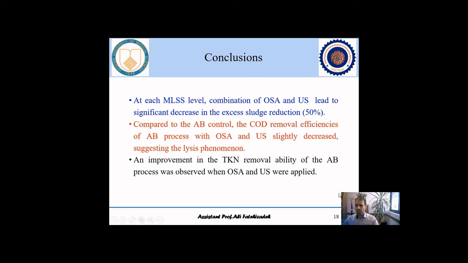Based on the obtained results, we can conclude that at each MLSS level, the combination of OSA and US in the AB process led to a significant decrease in excess sludge production of around 50%. Compared to the AB process, the COD removal efficiency in the AB process with OSA and US slightly decreased, suggesting the lysis phenomenon. And finally, an improvement in the TKN removal ability of the AB process was observed when OSA and US were applied, demonstrating that higher denitrification takes place in the sludge tank. Thank you for giving me this opportunity to present our work.